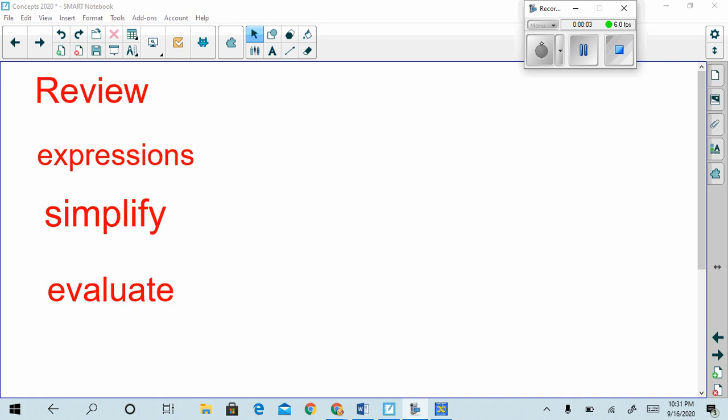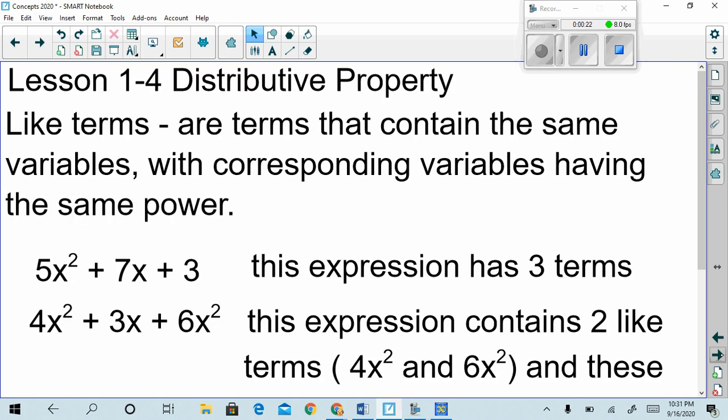Today, I'd just like to spend a few minutes reviewing expressions, simplifying using order of operations, and evaluations, just as a last review before our quiz. And then I'd also like to spend some time on the distributive property. Before we get to the distributive property, I want to go over the expression like terms.